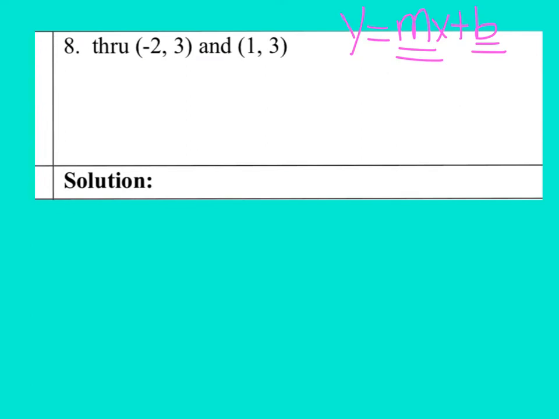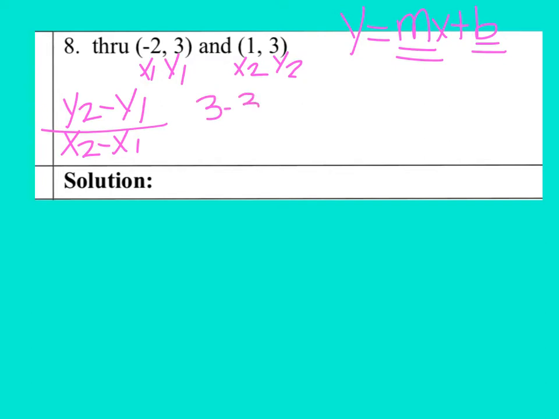Alright, this one gives us 2 points again. So we have x1, y1, x2, y2, and now we're going to first find the slope by using the slope formula. I'll go ahead and write that down one more time. Filling in for the slope formula, y2 is 3. So I'm going to have 3 minus 3 on top, and I'm going to have 1 minus -2 on bottom. Alright, so 3 minus 3 is going to give me 0, and 1 minus -2 is going to give me a positive 3.